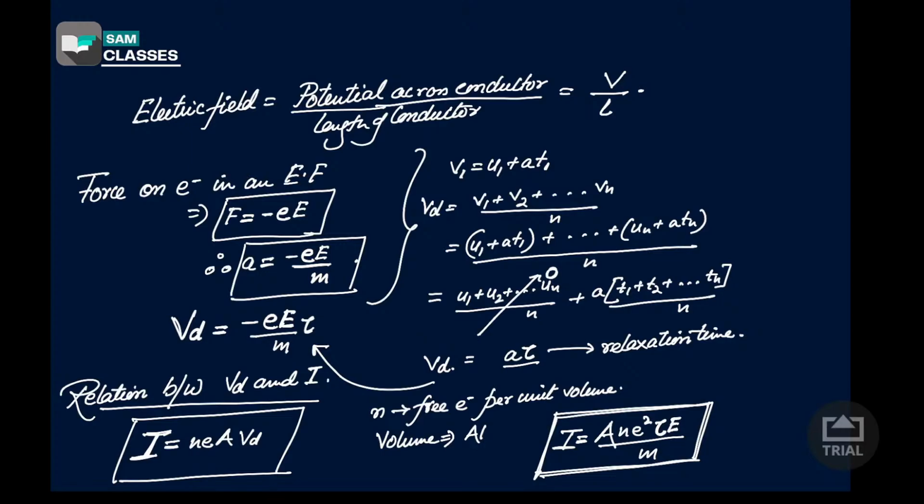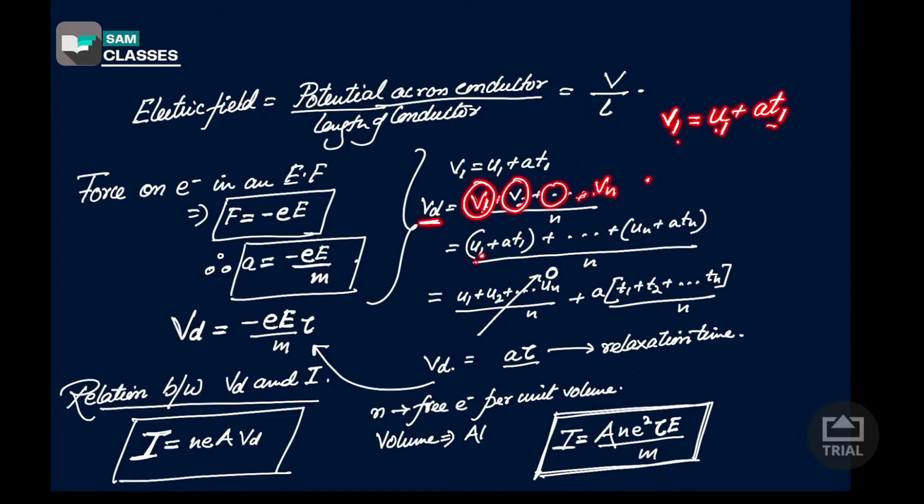Now, let's say a particle. How do we find the final velocity of a particle? V is equal to what? u plus at. Let's say we are finding it for the first particle. So v1 is equal to u1 plus a t1. For the drift velocity, so many particles are there: v1, v2 up to vn. N number of electrons we have taken. So they're moving with n different velocities.